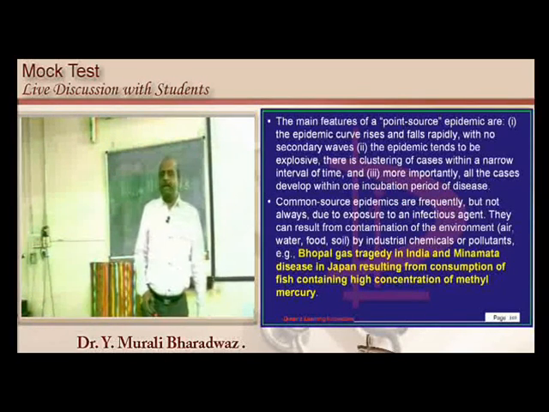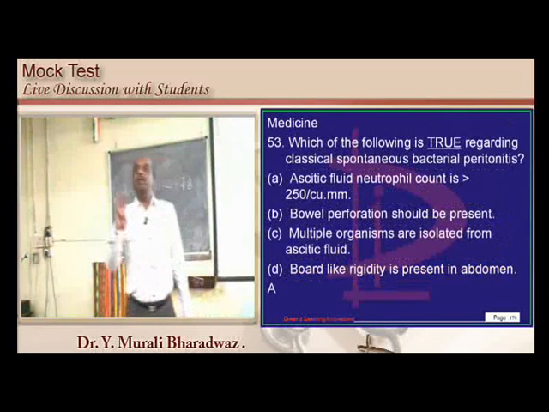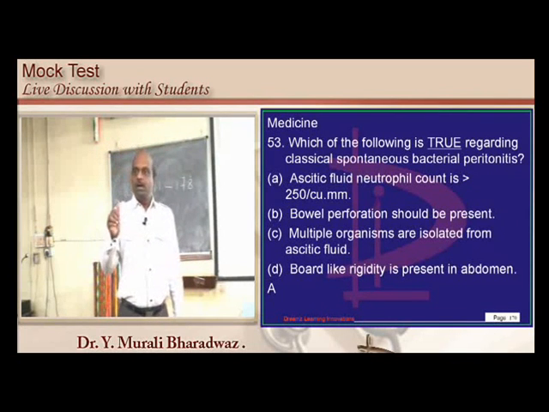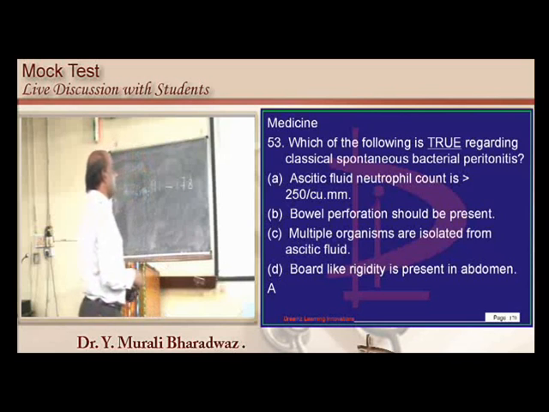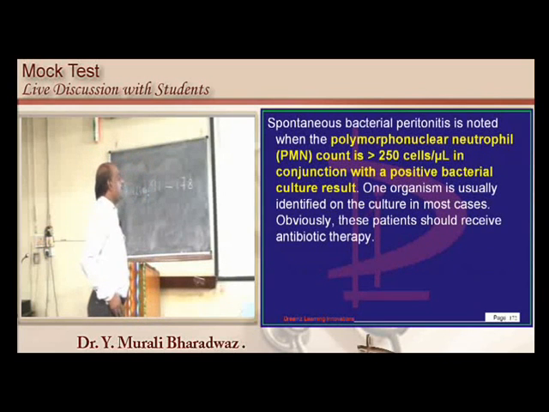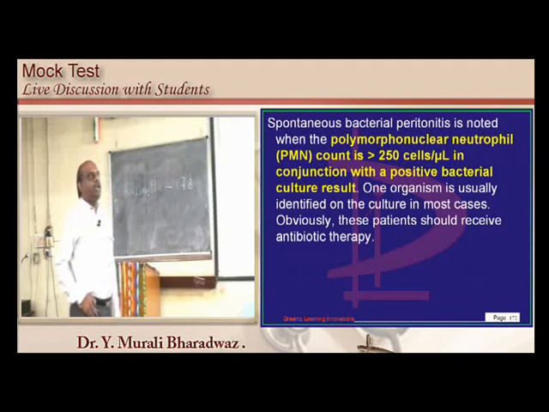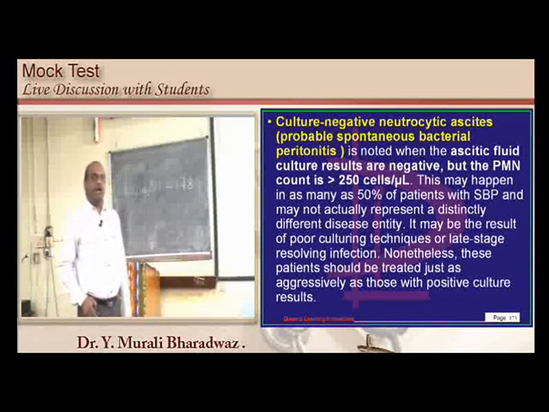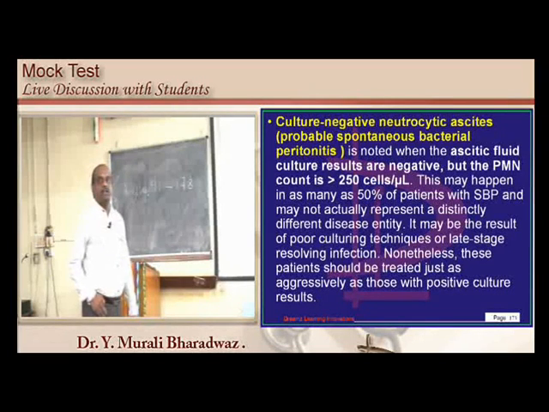Now spontaneous bacterial peritonitis. There are three kinds of definition for this based on the ascitic fluid analysis: definite SBP, probable SBP, possible SBP. You should be very sure on these definitions. Let us look into it. When the PMN count is more than 250 in conjunction with a positive bacterial culture in the ascitic fluid, then it is called a definitive spontaneous bacterial peritonitis. Whereas culture negative, but WBC count is more than 250, then you call it a probable spontaneous bacterial peritonitis.